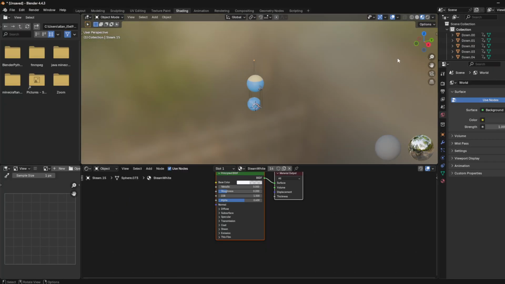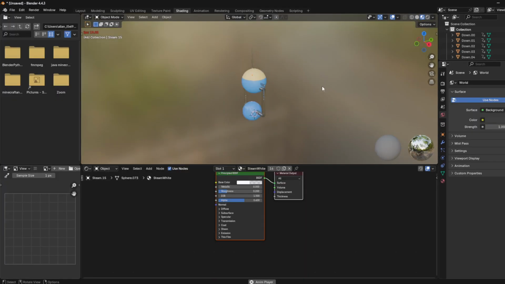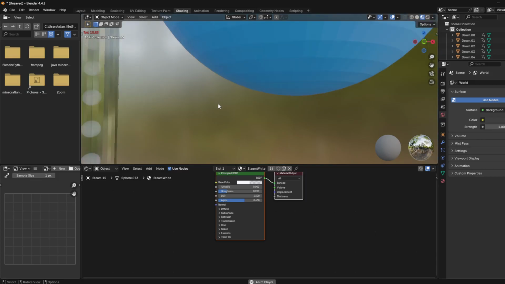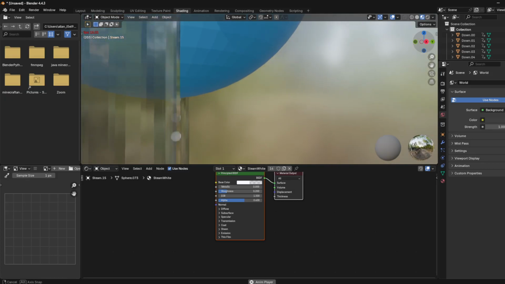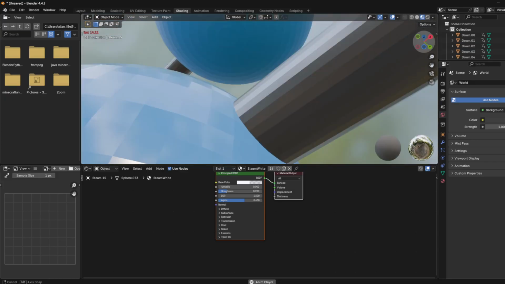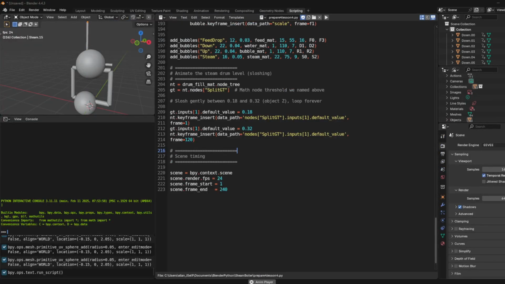What we're going to do today is, I have to turn the animation on. Oh, you can see the bubbles. We're going to start making a wobble for the bubbles. One of the problems is that they're not that realistic, so we're going to make them more realistic by making them wobble a bit more. Let's start.